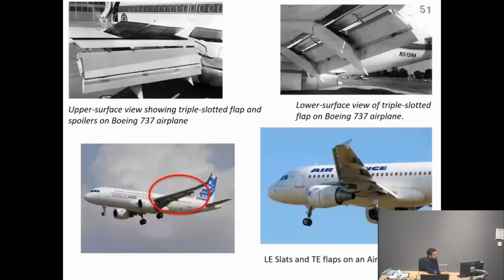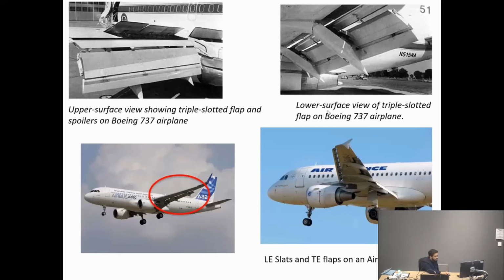Again, some pictures here. This is a Boeing 737 with its trailing edge flap. We'll talk about this in a minute, but this is actually a triple slotted flap. So 1, 2, 3. So you actually get 3 slots. And of course, we know what the use of slots is now. The more slots, the better.